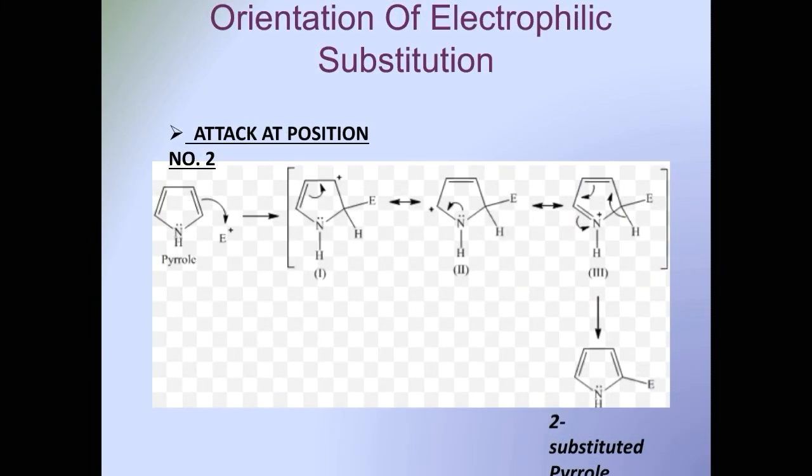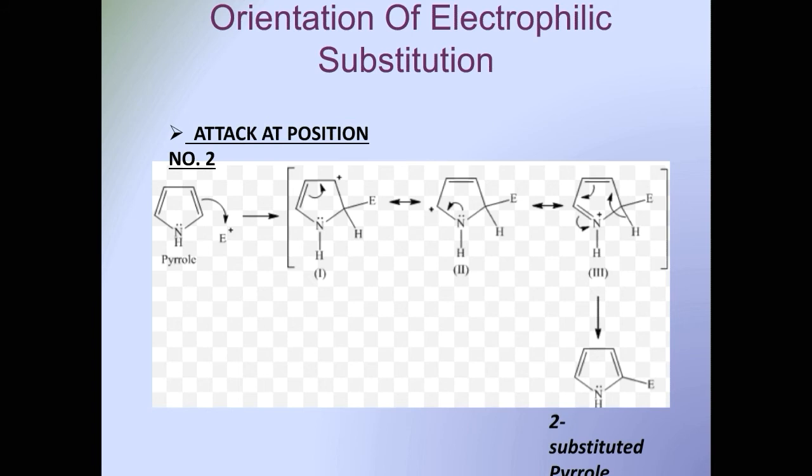Then we will see the orientation of electrophilic substitution reaction. As pyrrole is aromatic in nature, hence it undergoes electrophilic substitution reaction. As we all know, in electrophilic substitution reaction, pyrrole is very reactive towards the electrophile because the pi electron density of carbon is high due to resonance. The electrophilic substitution of pyrrole occurs at position number 2 and position number 3 preferentially.